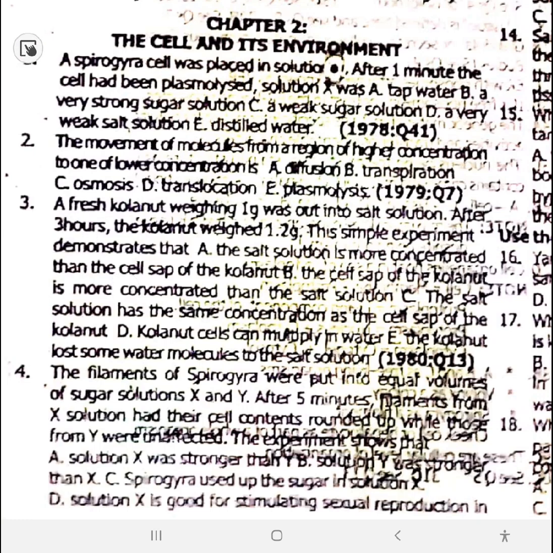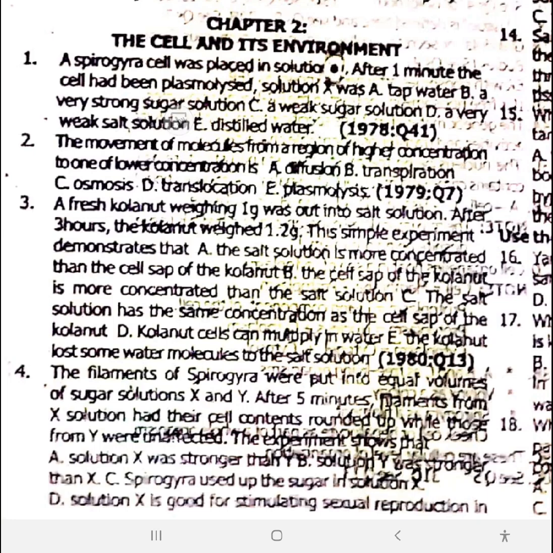Let's go. A spirogyra cell was placed in a solution. After 1 minute, the cell has been plasmolysed. The solution X is said to be a very strong sugar solution. Now, everybody, let's write down.